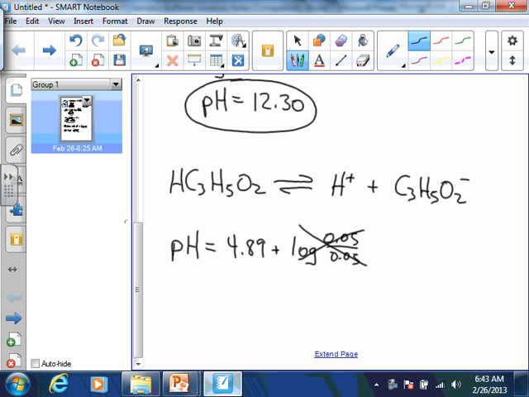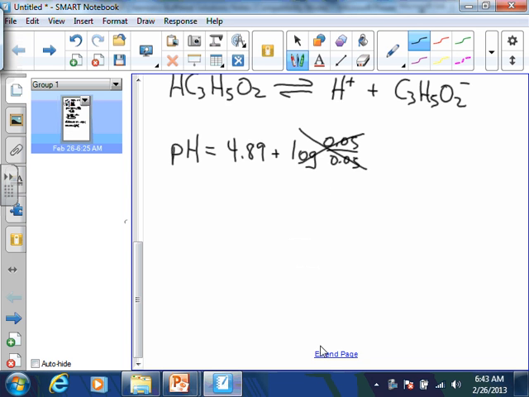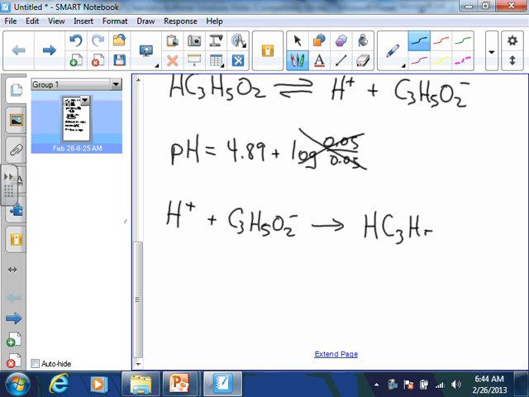So our relevant reaction here, we're going to have H plus and C3H5O2 minus. And what is that going to do? It's going to go to completion, and we're going to make some of the propionic acid. Then if we make our normal ICE table here for our stoichiometry, this is where it gets a little bit tricky. How many moles?